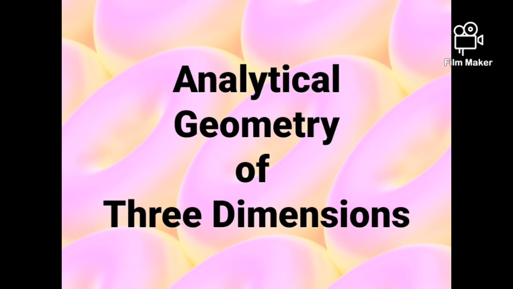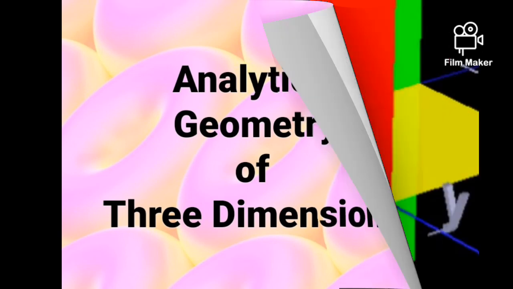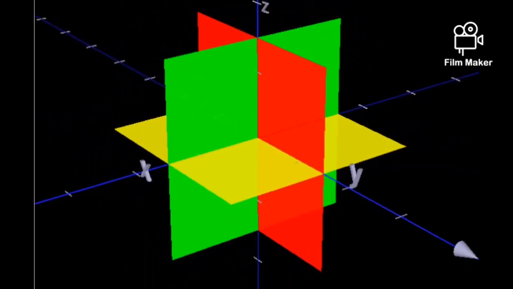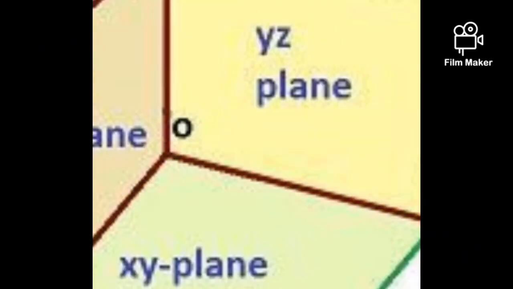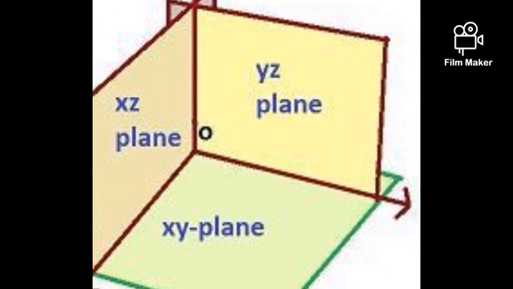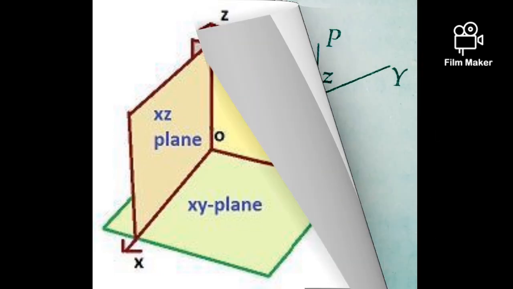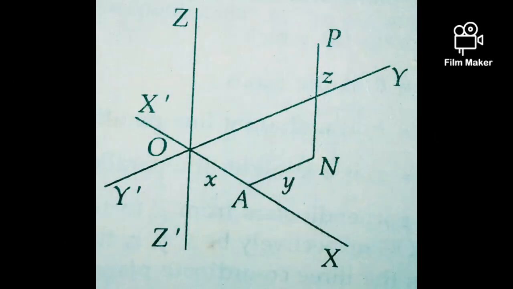Three dimensions geometry. Coordinates. Rectangular Cartesian coordinates. In solid analytical geometry, the position of a point is determined by the coordinates with reference to three axes in space. Let us take three mutually perpendicular straight lines X'OX, Y'OY, and Z'OZ meeting at O. Let P be a point in space.